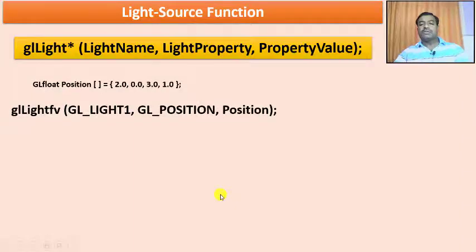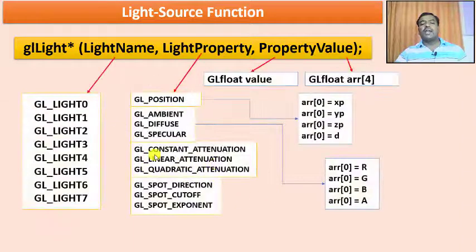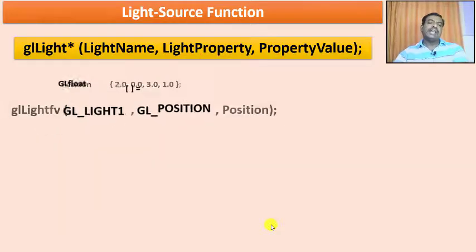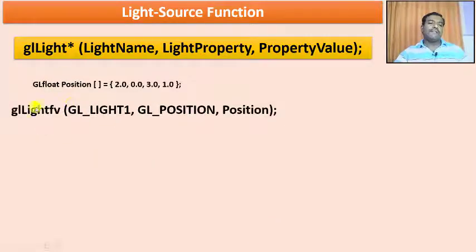That is, for the other properties like the GL constant attenuation, the linear attenuation, the spot direction, the cutoff, the exponent, for all this we are going to pass a single value. But if I want to set GL spot direction, I may make use of an array value as a parameter for the function. Hence we are going to have glLightfv.